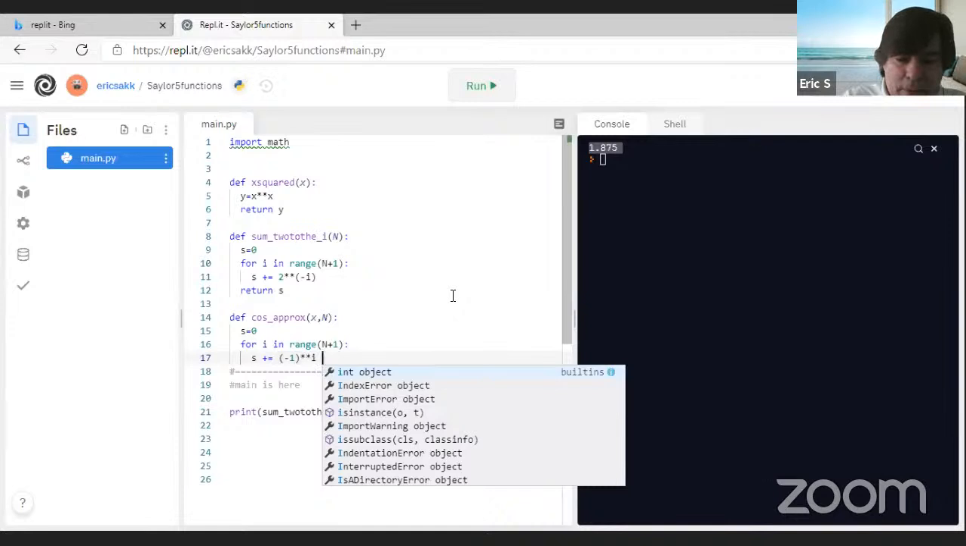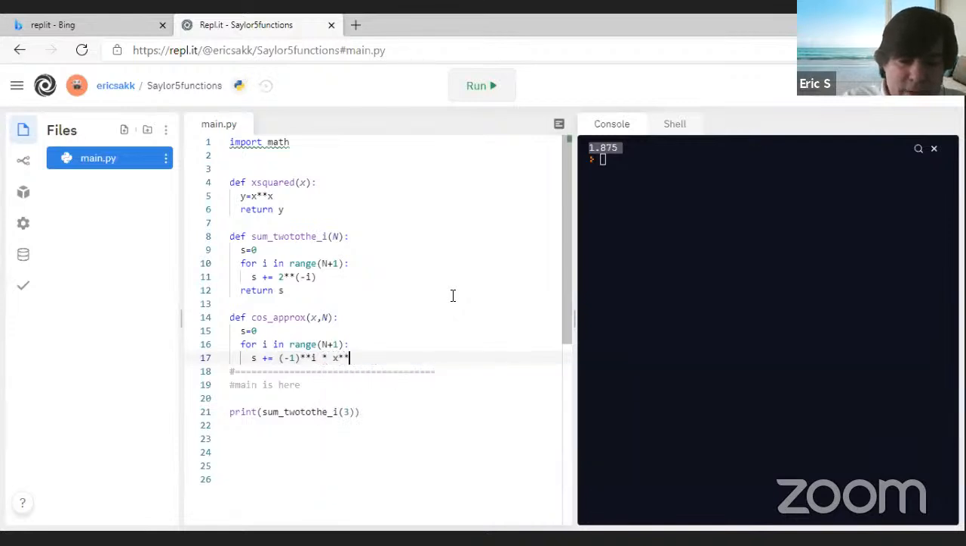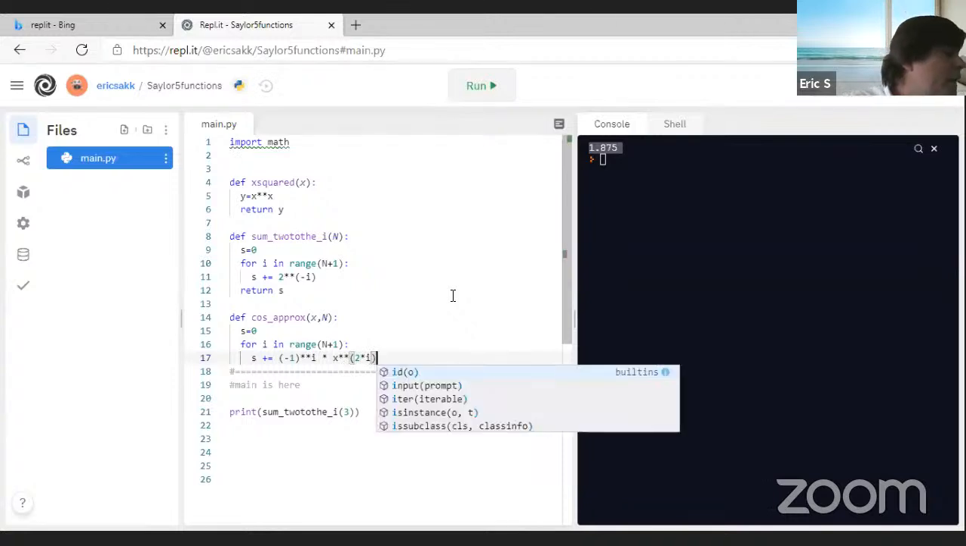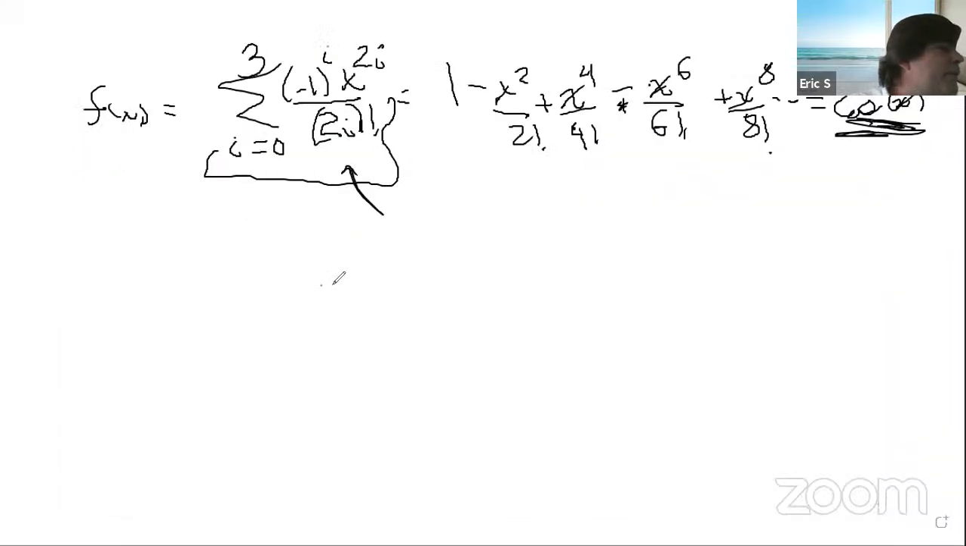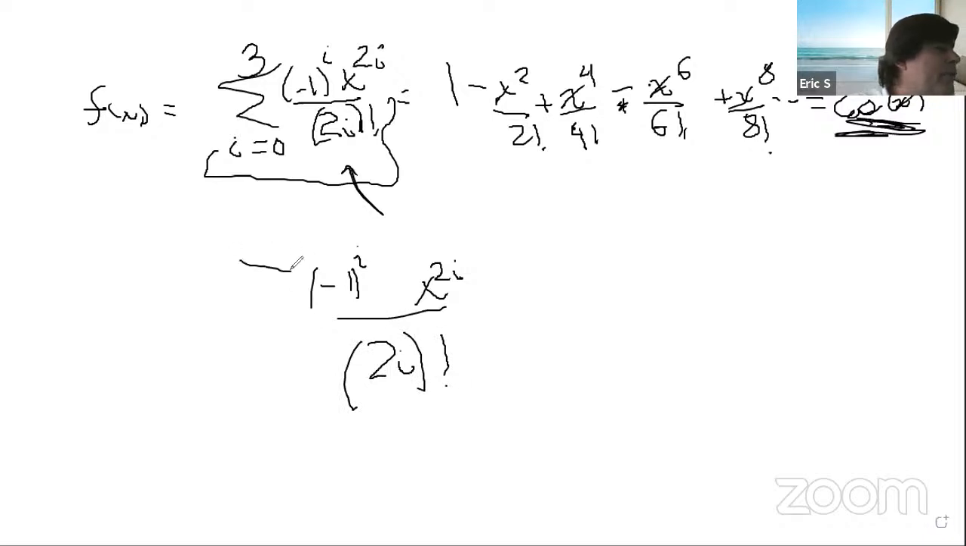The second term, now we multiply by x, let's say 2 times i. Okay, so that's the second term in the summation. If we come back over here, I'm trying to implement this, and so you have to get the first term, -1 to the ith power, and then you have to get the x to the 2ith power, and then we have to divide that by the factorial of 2i. Okay, so we need 3 terms in that partial sum.